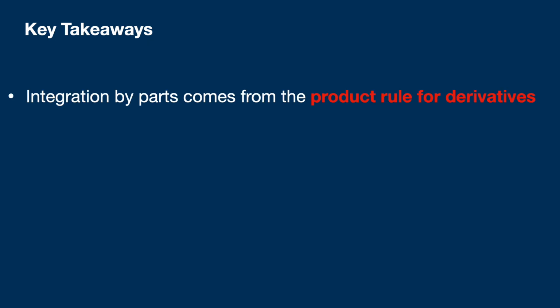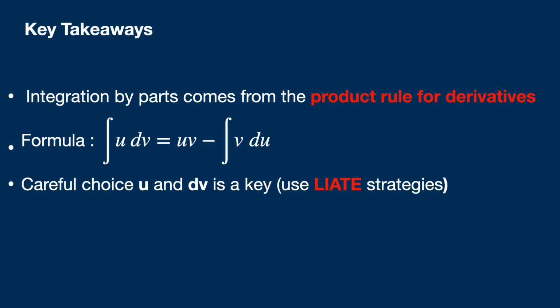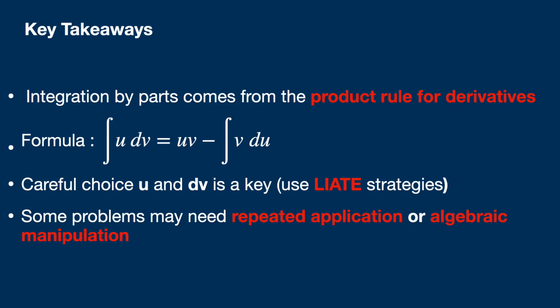What did we learn? We learned integration by parts, right? But where does it come from? It comes from the product rule for derivatives. What is the formula? The integral of u dv equals u times v minus the integral of v du. You have to pick u and dv carefully using the LIATE strategy. Pick the u, but some problems may need repeated application or algebraic manipulation, guys. Please practice a lot with integration by parts.